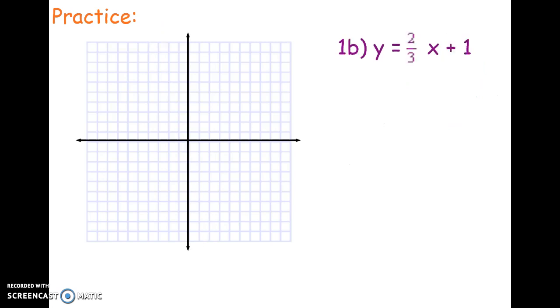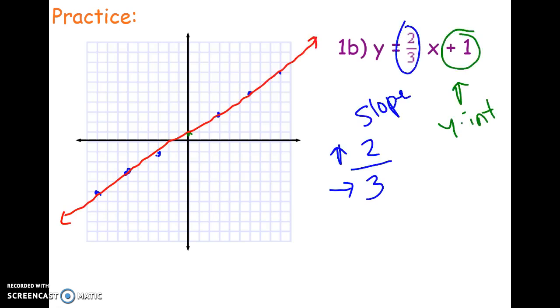So go ahead and practice this one. Push pause, enjoy it, and then join back with me when you're finished. So I hope your line looks something like this. Slope is 2/3, y-intercept is 1. You start at the 1 on the y-axis. You move up 2, to the right 3, and continue that pattern. And then the reverse slope would be down 2, to the left 3.